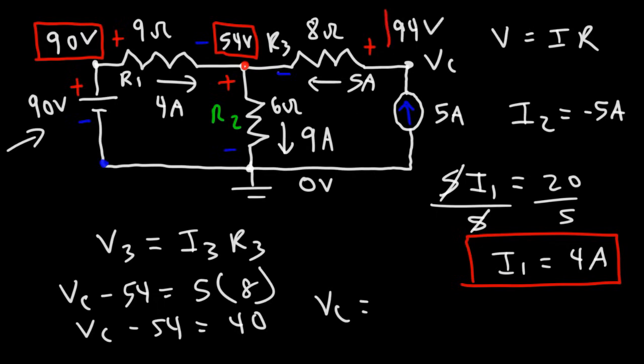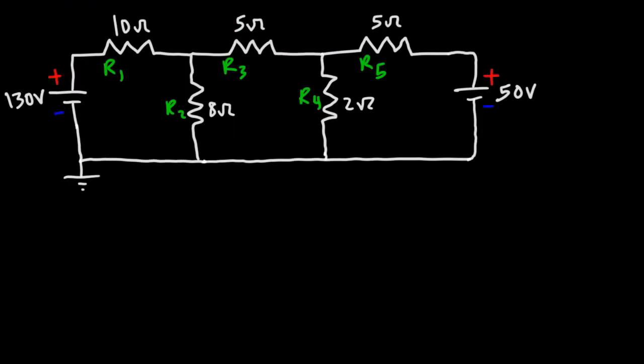So that's how we can calculate the electric potential at every point in a circuit, as well as all of the currents flowing through each resistor in a circuit. Here's another example with 2 batteries and 5 resistors. Go ahead and calculate the current through each resistor as well as the electric potential at every point.